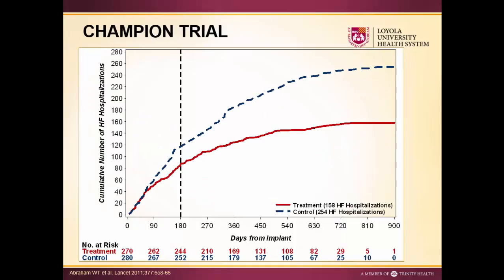And in the CHAMPION trial, which implanted almost 600 patients with the CardioMEMS device, they randomized them to either having the information from the device available to the clinicians, versus all that information the patients were sending just going to a black hole where nobody could actually see what the data showed.